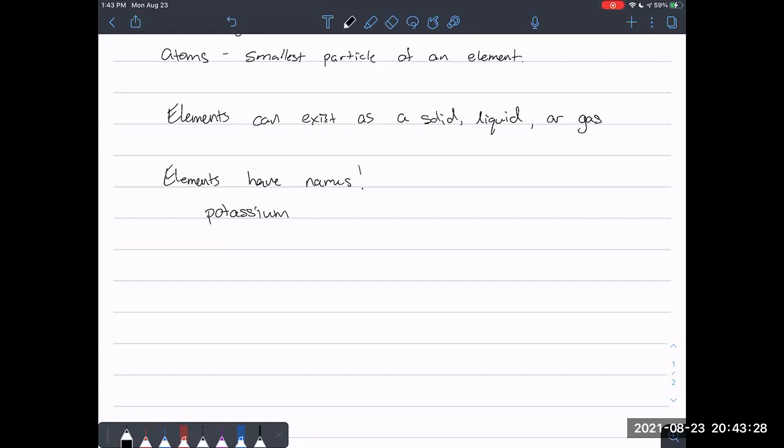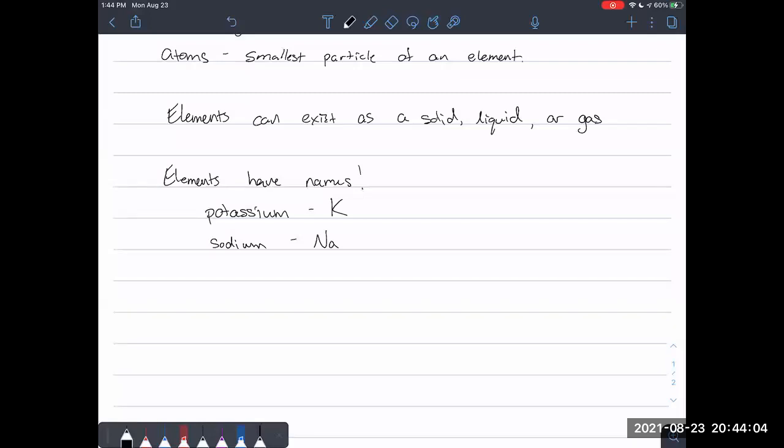Right? There's our potassium. Elements have symbols because the names of the elements sometimes are too much. The symbol for potassium is K, which doesn't make a whole lot of sense because there's not a K in the word potassium. Just like sodium. The symbol for sodium is Na, which again doesn't make sense because there's not an N or an A in the word sodium.